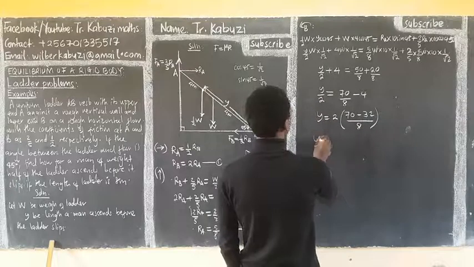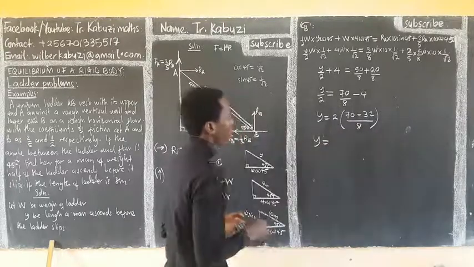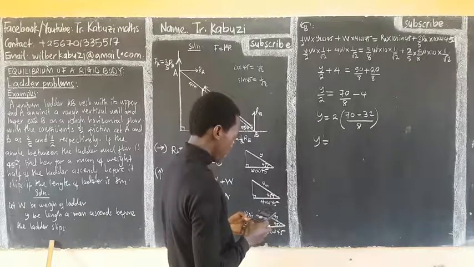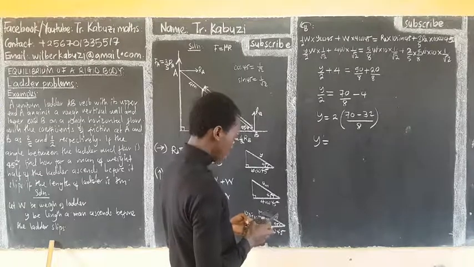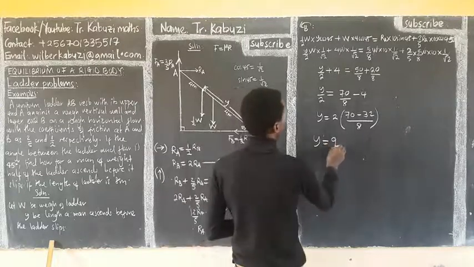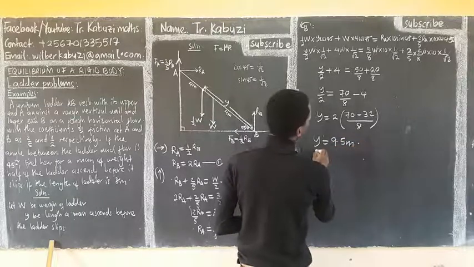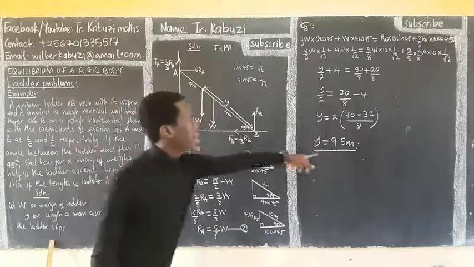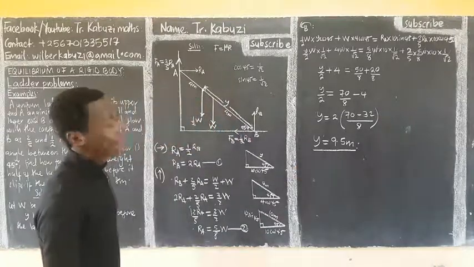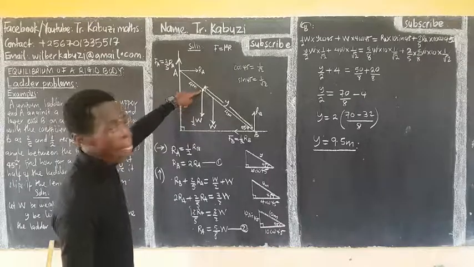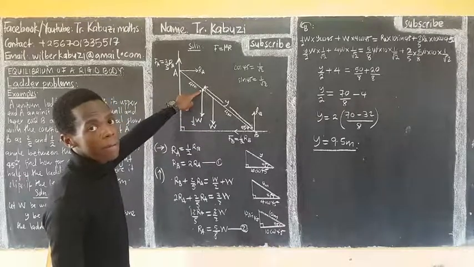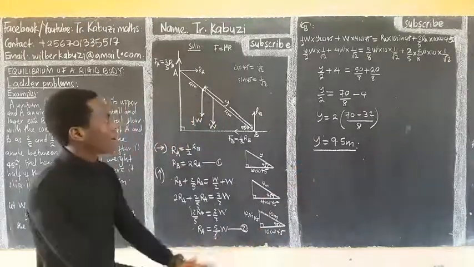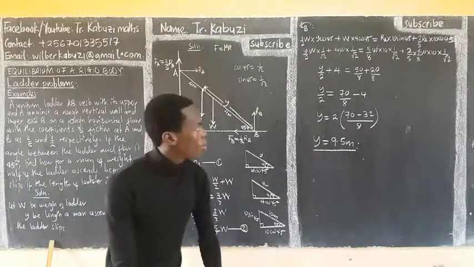So that implies my y is going to be, can you simplify that? We are going to have 70 minus 32 divided by 8, times 2, which is going to give us 9.5 meters. So it means that this man can ascend 9.5 meters before the ladder slips. He has to ascend 9.5 meters before the ladder slips. So if he goes beyond, the ladder is going to bring him down. So that's it, members. I wish you well.